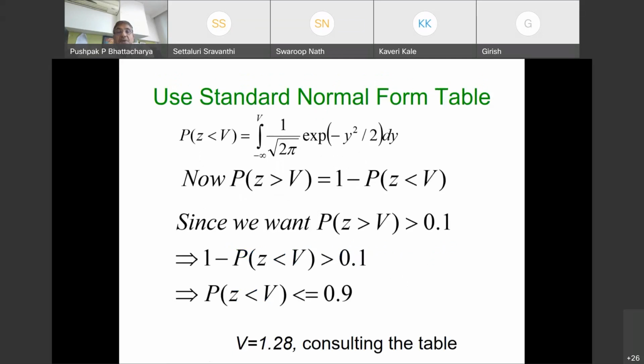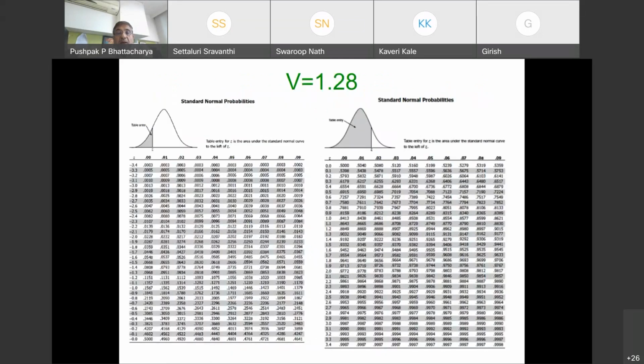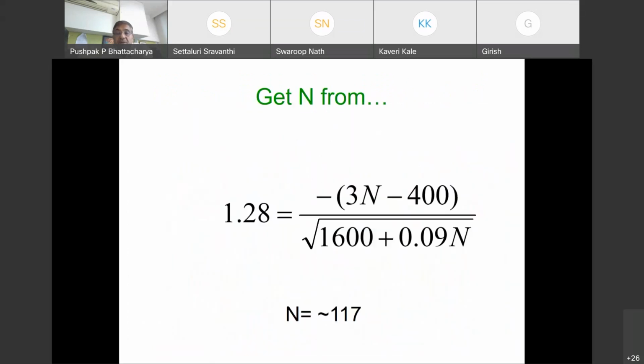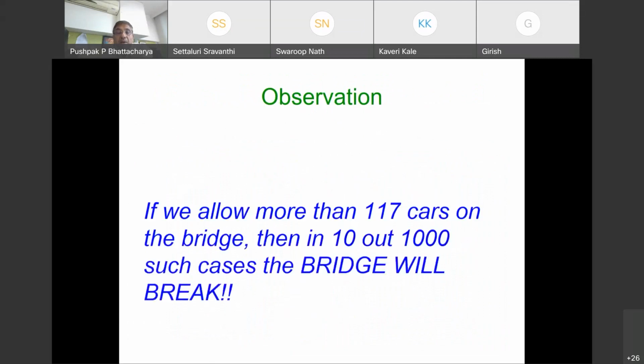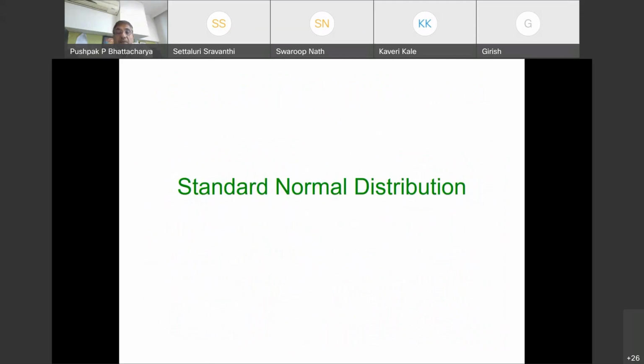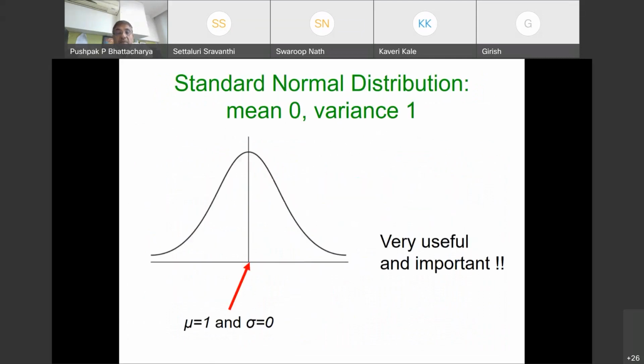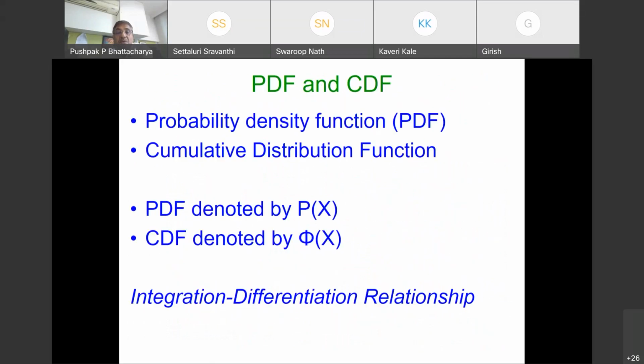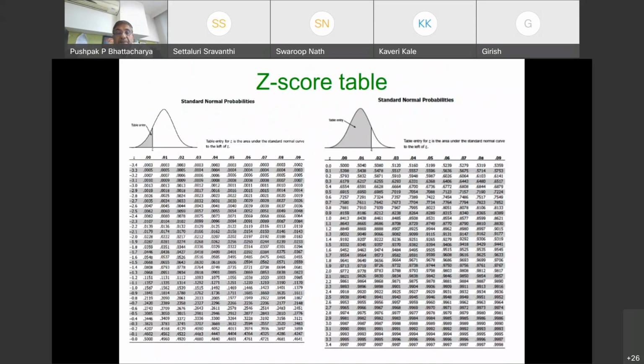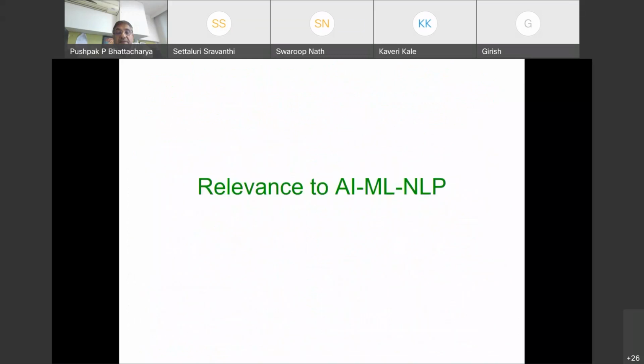Okay. So let's look at the standard normal form. And this is the table which we can read off. All these things we'll do. Okay. Now, before that, let's go into a bit of digression. Okay. And let us see the relevance to AI, ML, NLP.